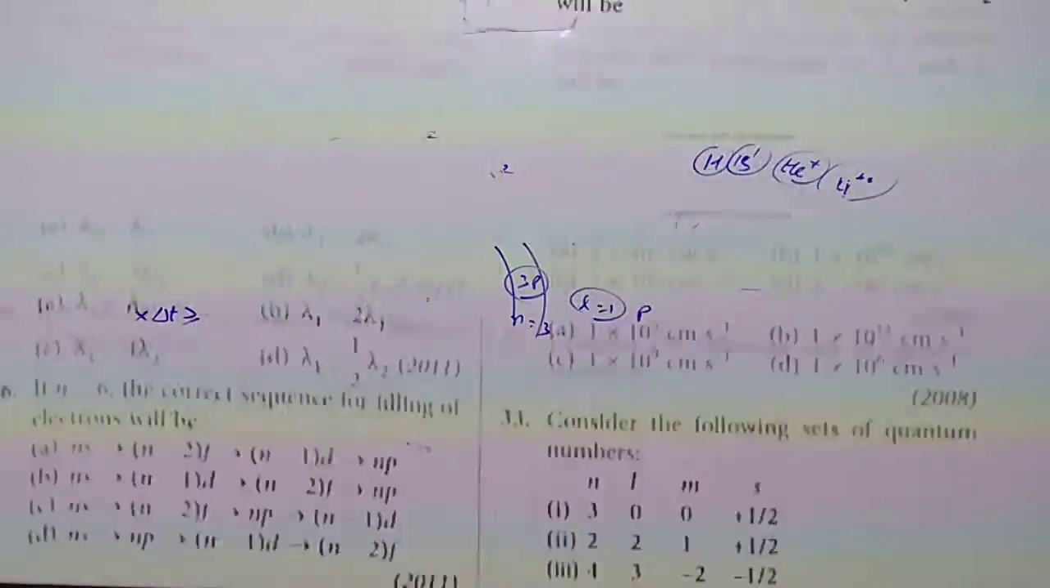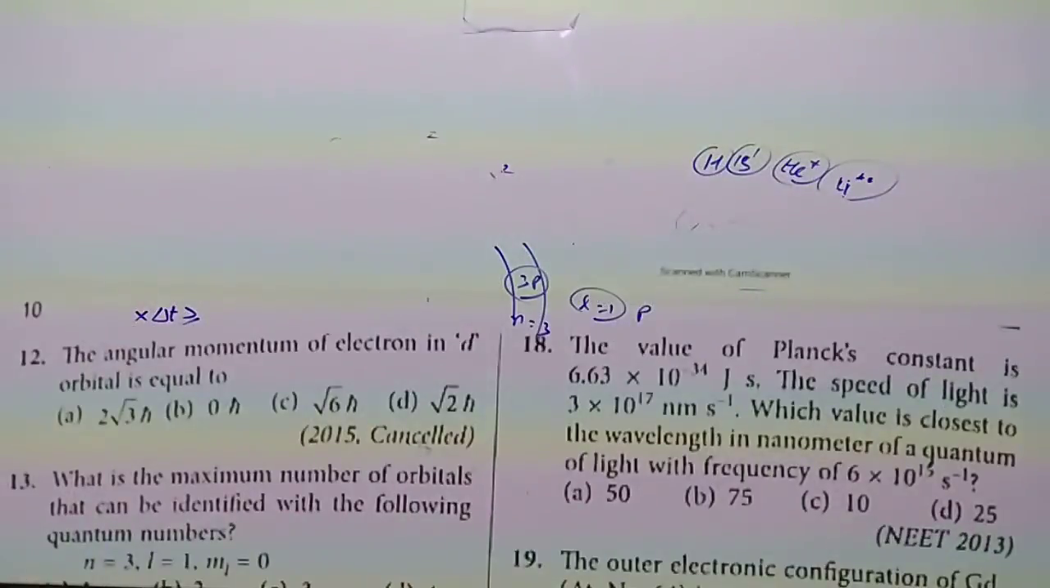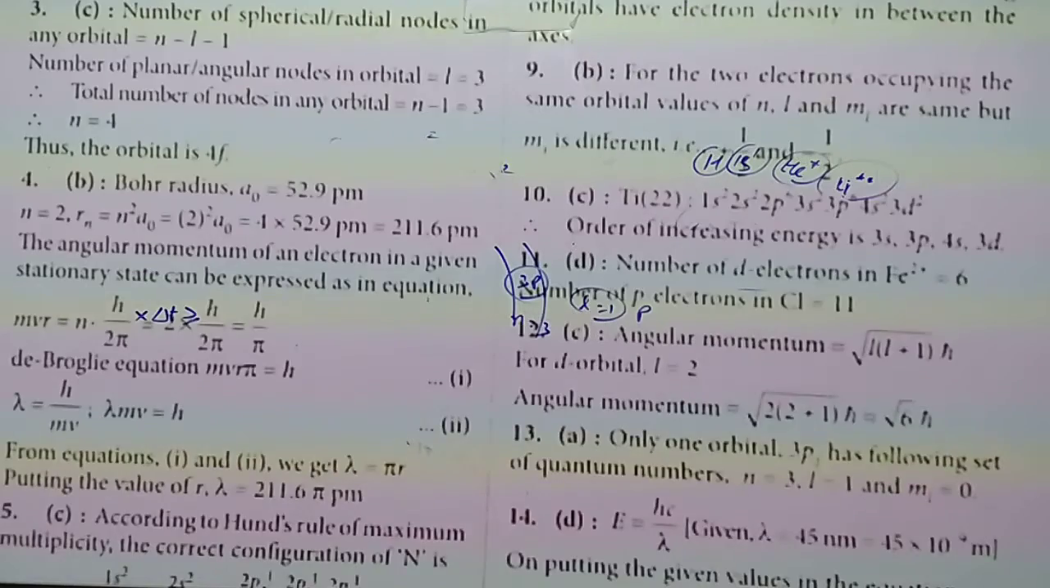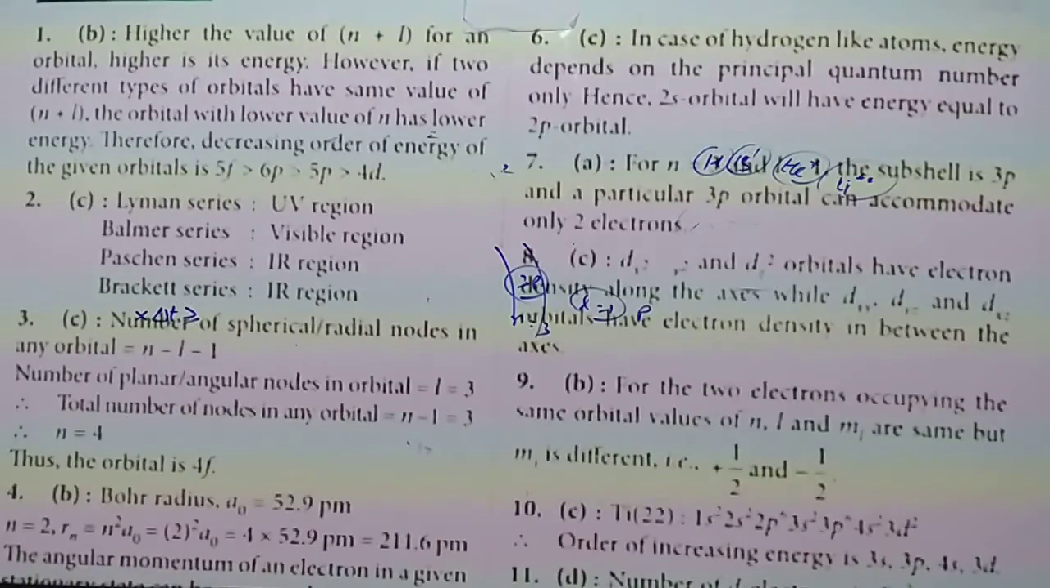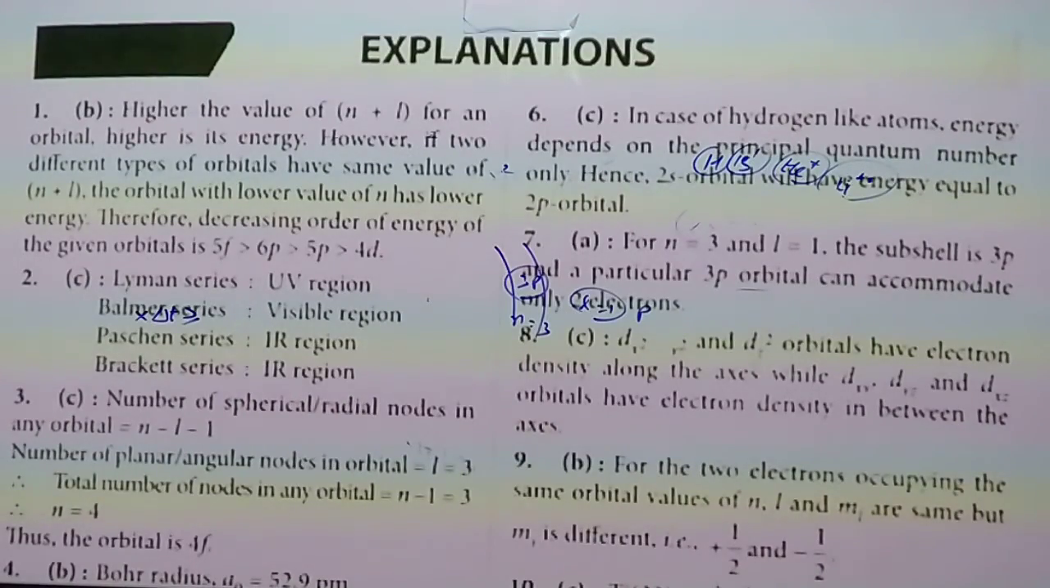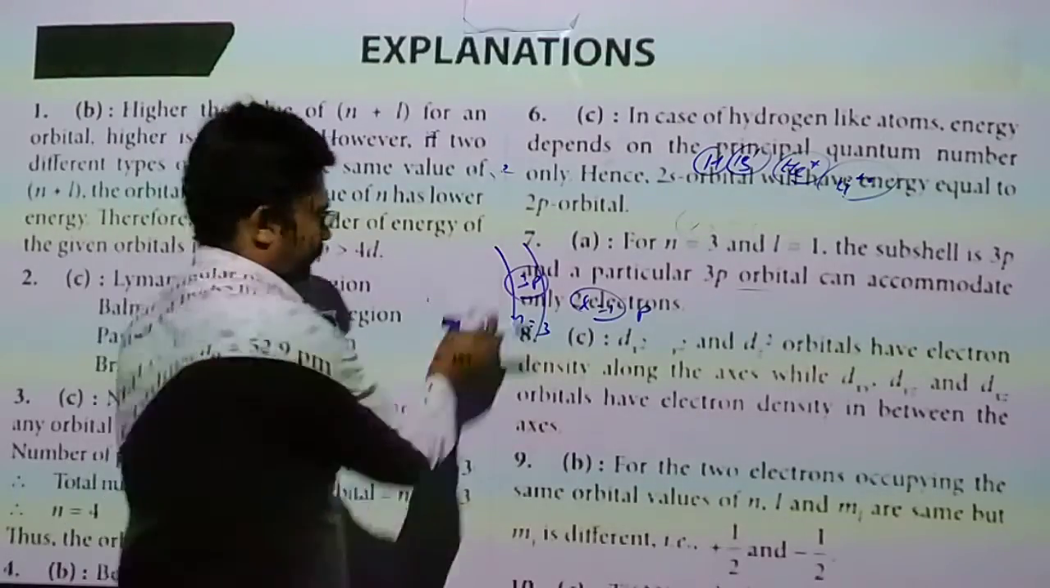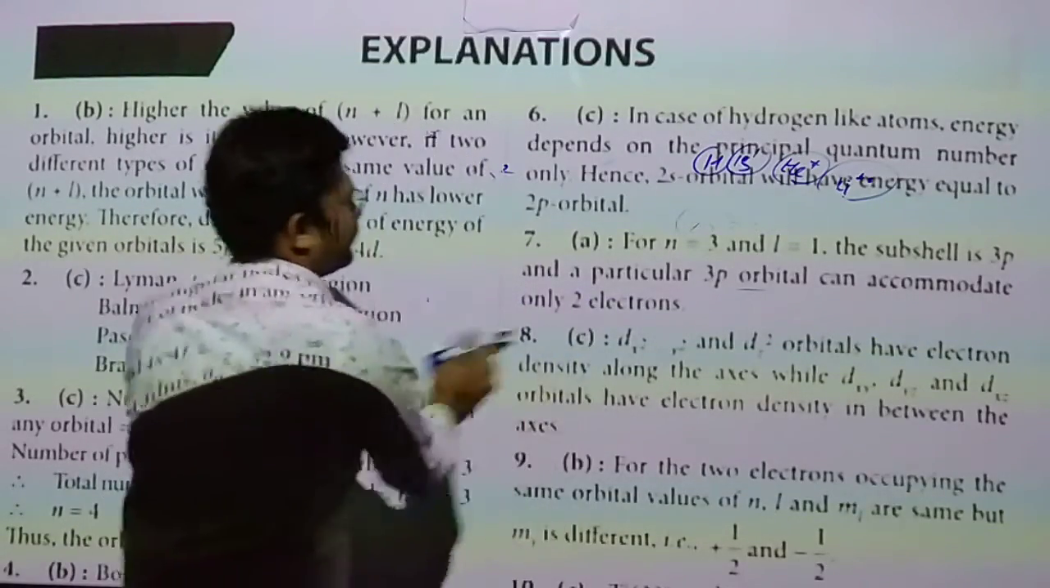In question number 7 now, for n equal to 3, l equal to 1, subshell is 3p, and a particular 3p orbital can accommodate only 2 electrons.